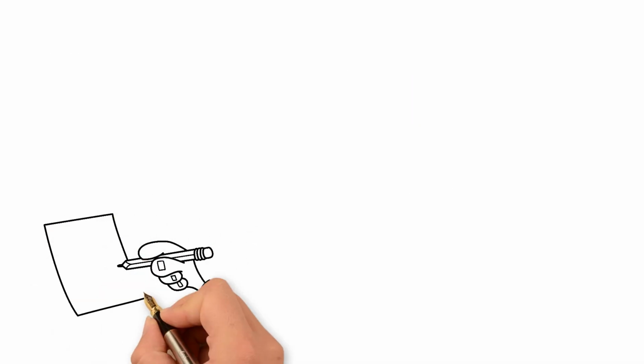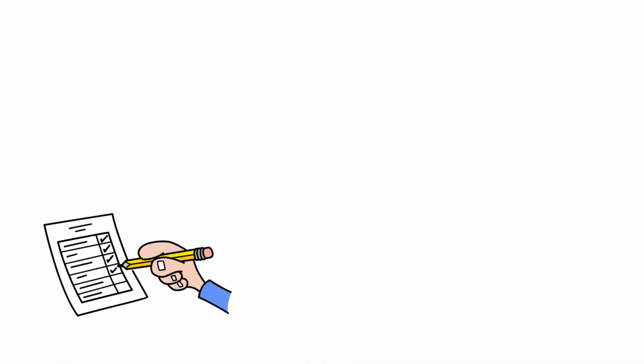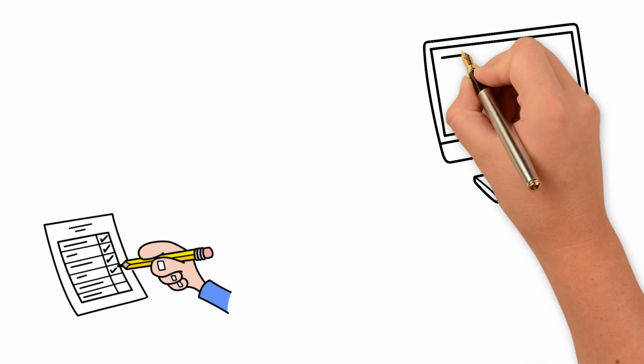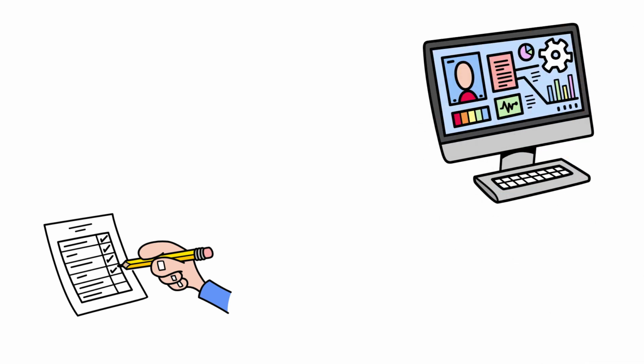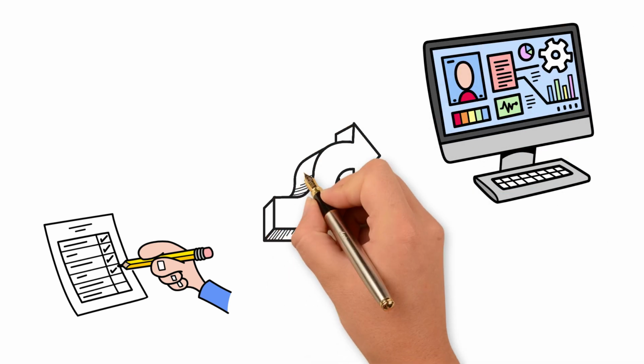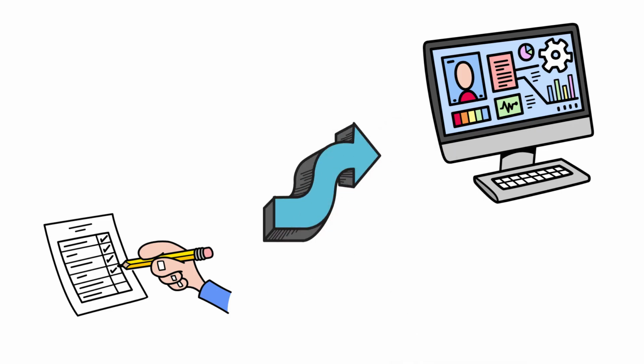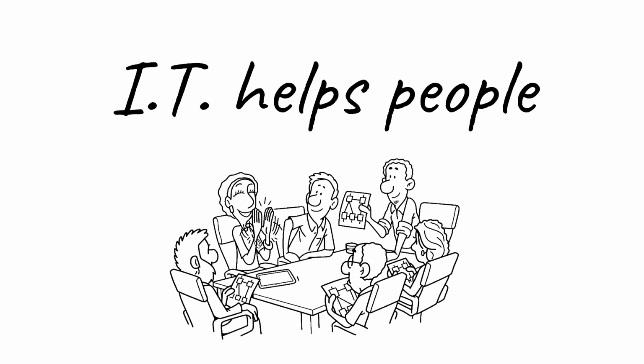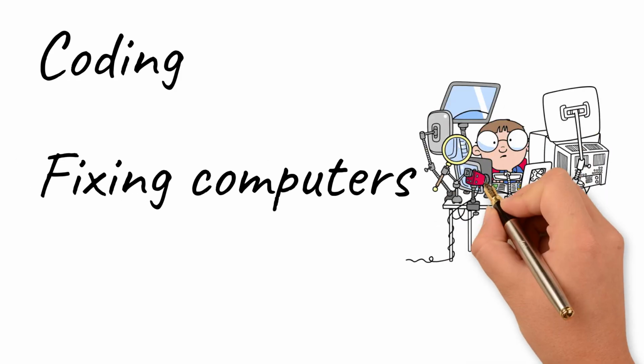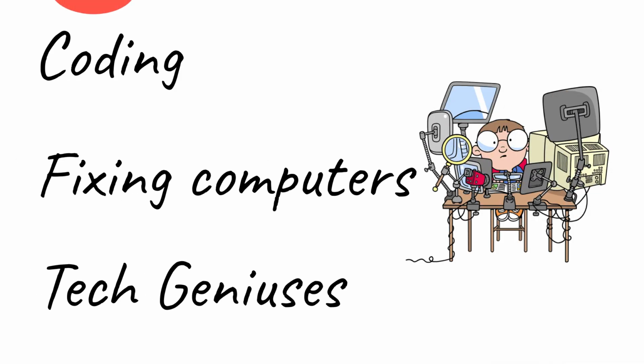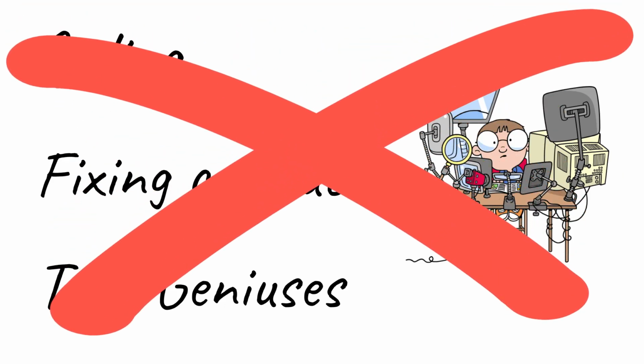While all this data could be stored, shared, and accessed using pen and paper, using electronic technology is more reliable, more efficient, and more effective, especially when multiple people might need to access that data. IT helps people. It helps them do their jobs, communicate, and solve problems. IT is not just coding, it's not just fixing computers, and it's definitely not just for tech geniuses. You've already interacted with IT. You just might not have realized it at the time.